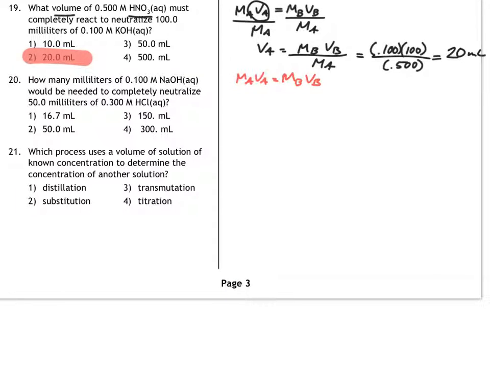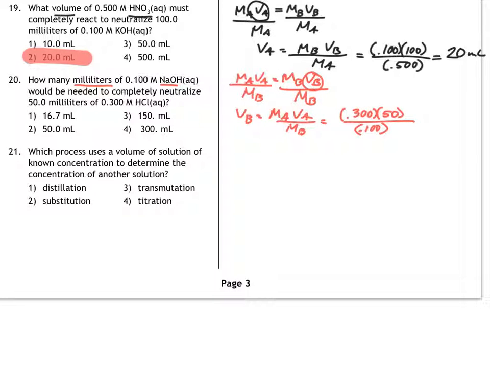In the question, they're asking me for the number of milliliters of sodium hydroxide, so I am looking for VB. Let's isolate now. Divide by MB on both sides, and you will find that VB is actually equal to MAVA over MB. Let's plug in variables that we know. So I just did all that sort of plugging and chugging, and I got 150 milliliters as my answer, which would lead me to choose choice 3.